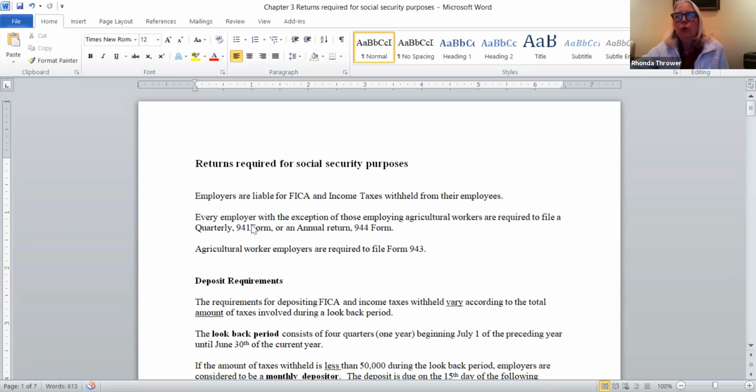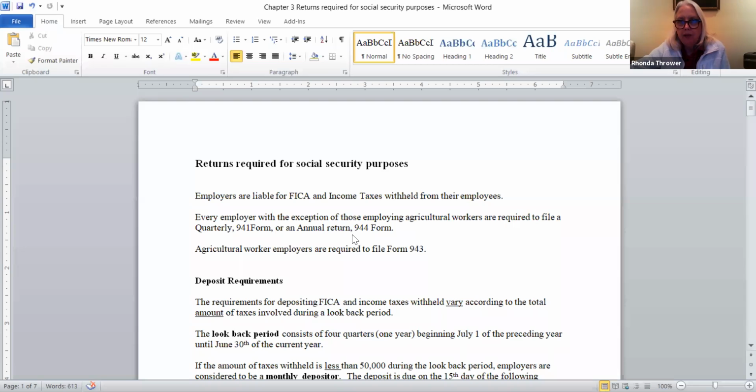First of all, every employer, with the exception of those employing agricultural workers, is required to file a quarterly 941 form. And on this quarterly 941 form, you will be showing the amount of FICA taxes that you have withheld from your employees, as well as the FICA taxes that you as the employer are going to be contributing, and the income taxes that we have withheld from the employees' paychecks. All of those are going to go on the quarterly 941 form.